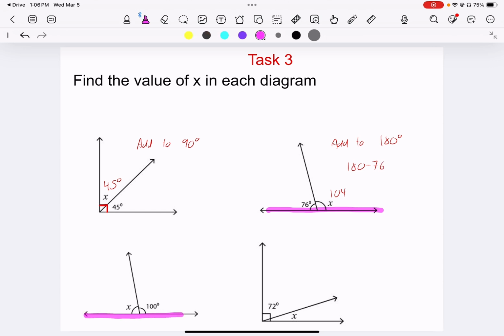These two angles are also supplementary because they form a straight line. So 180 minus 100 is 80 degrees. And the last one, since I have a box, I know that this is a right angle. So I have to add to 90 degrees. So 90 minus 72 is 18.